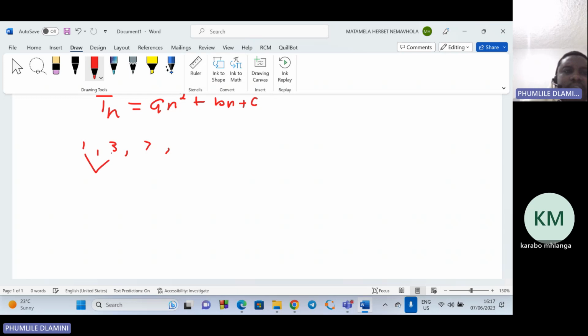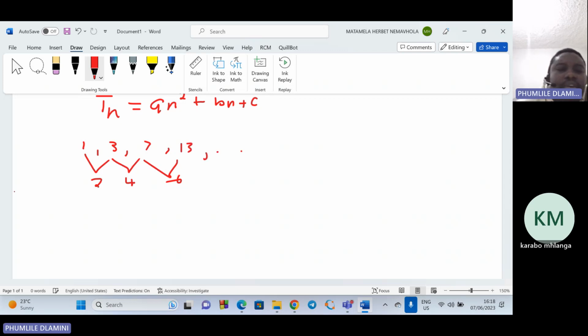if we check here, if you say 3 minus 1, you will get 2. But if you say 7 minus 3, you will get 4. Then here we must have 6, which means the next term is going to be 13, like that and so on.